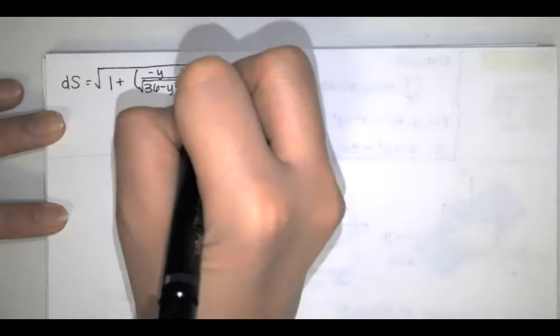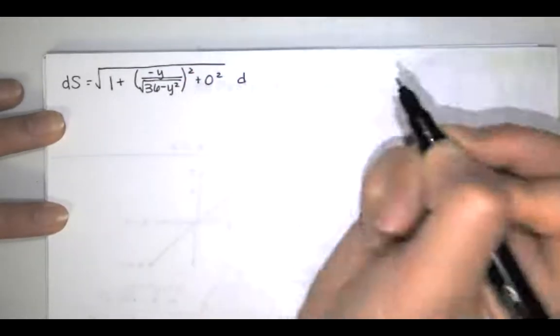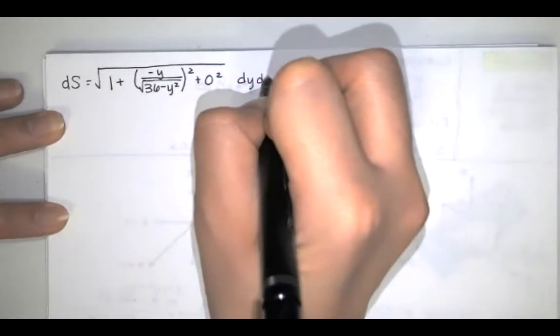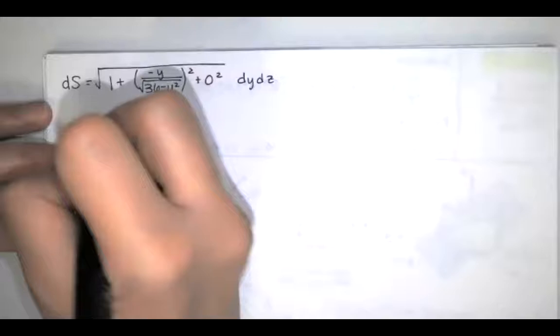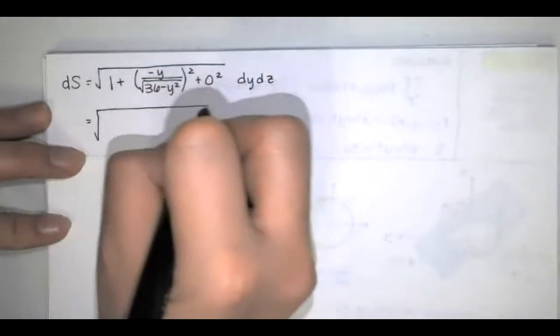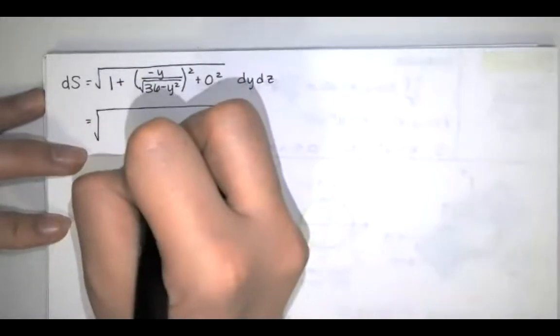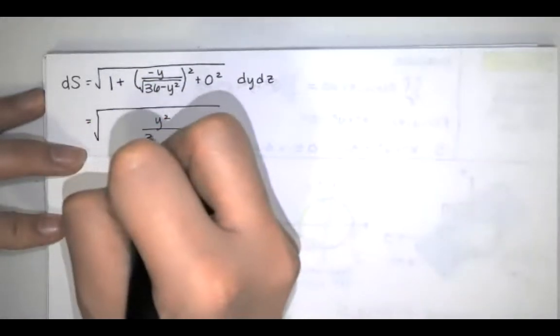So my dS is this: 1 plus negative y over the square root of 36 minus y squared, quantity squared, plus 0 squared. And this will be dy dz or dz dy, either one is fine. Now when I square this fraction, I can just square the numerator and square the denominator separately.